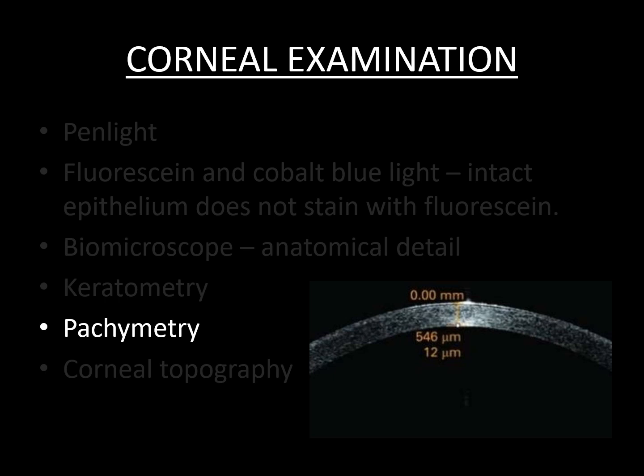Then pachymetry. It's not something that you would do as a general practitioner, but it's good to know the term. Pachymetry just basically means the measurement of the thickness of the cornea. And you can see in this case the corneal thickness is 546 micrometers, which is normal.